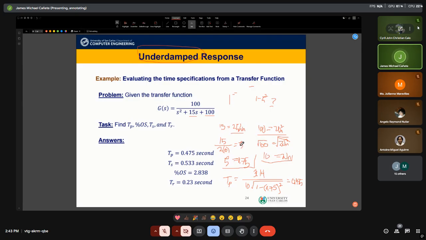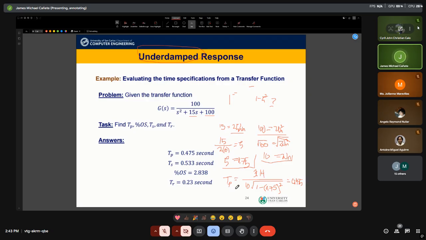So zeta is equal to 15 divided by 2 times omega n. Cross multiply 2 omega n from this side to the left side. So we now have a value for zeta, which is equal to 0.75. With zeta and omega sub n in hand, we can solve for TP, TS, and TR. So TP is pi divided by omega n times the square root of 1 minus 0.75 quantity squared.